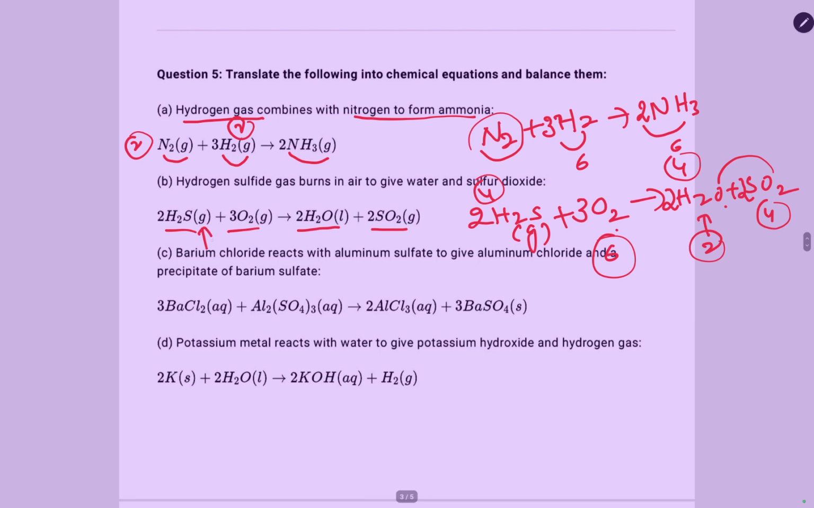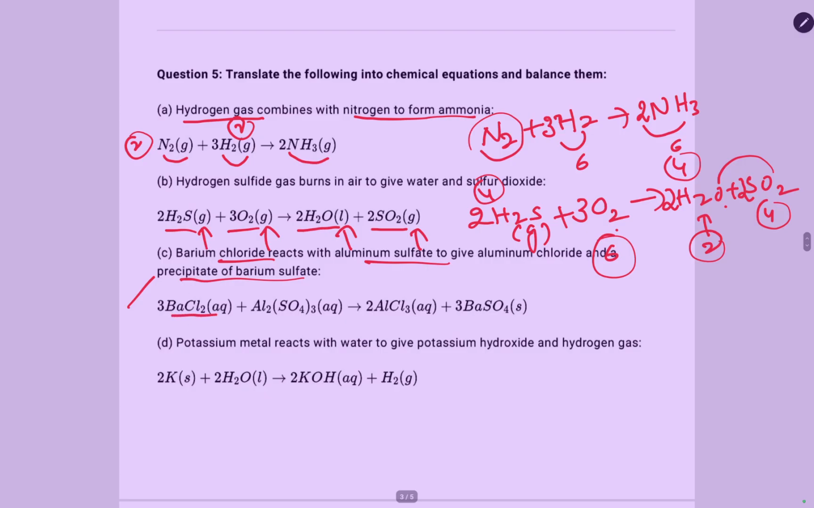Please mention these forms also: gaseous form, and in the liquid form, H2O is in the liquid form and SO2 is in the gaseous form. And what is the third equation? Barium chloride reacts with aluminium sulfate to give aluminium chloride and precipitate of barium sulfate. That is the chemical reaction that is given.